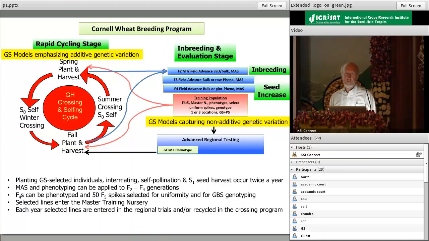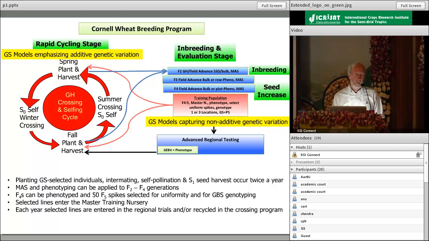This is a figure that just illustrates how I think you can integrate genomic selection into an applied breeding program. On the left is the rapid cycling stage, and this is intended to take advantage of the fact that you don't have to phenotype every generation. So with a winter wheat population like what we use, you can plant and harvest twice a year, and you can cross and self twice a year. From those self plants, that generates an F2 population, which then goes into the inbreeding stage, where you can apply phenotypic selection or marker-assisted selection during the inbreeding stage.